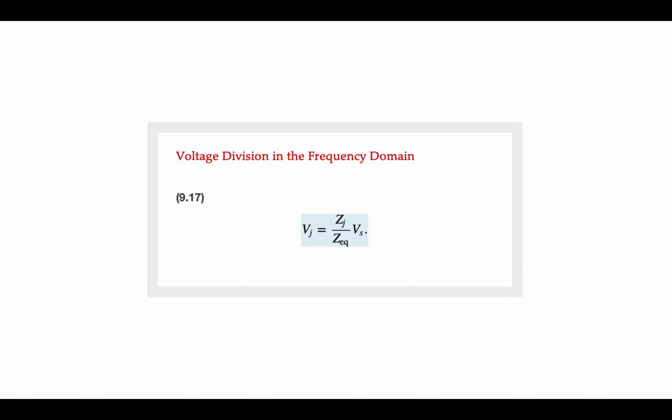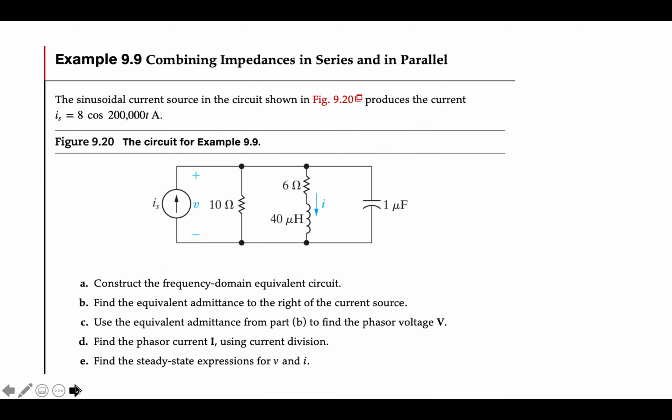Voltage division works perfectly fine in the frequency domain. If you wanted the voltage across an impedance indicated with subscript J, you would just take Z sub J over the sum of all the impedances, multiplied by the voltage across all of them in series, and that would give you the voltage across that individual one. So voltage division works. And I should also say that current division works as well, although it's not indicated in the slides.